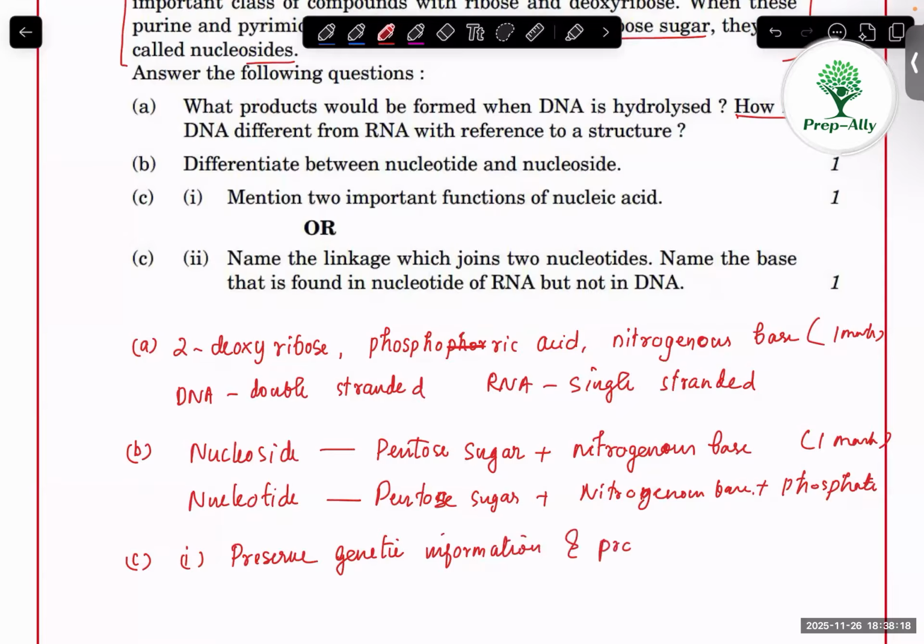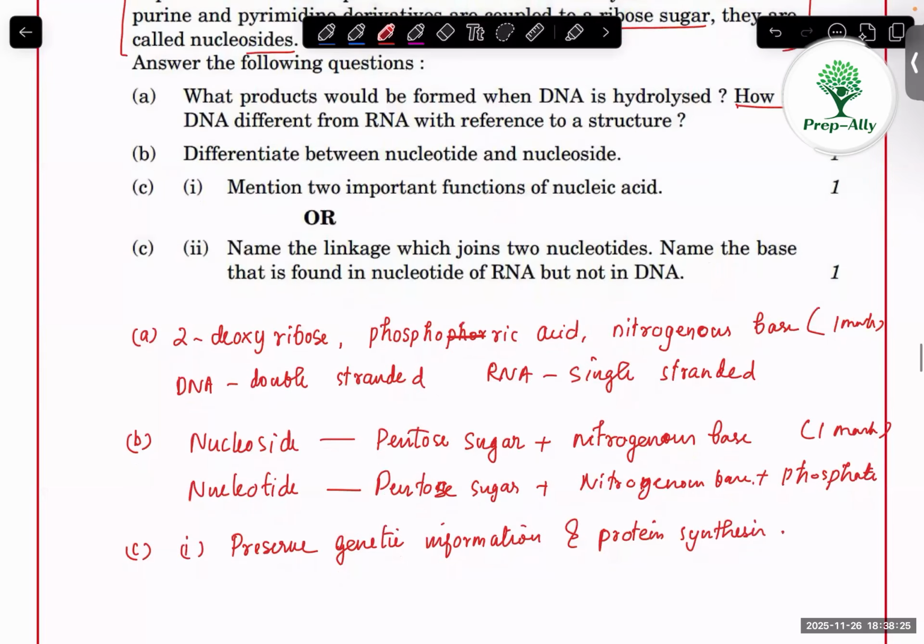And RNA is actually used for the synthesis of protein. So these are the two functions of every nucleic acid. So you just need to write those two of them, you will be getting the marks. So C part, OR part, what is the second one?